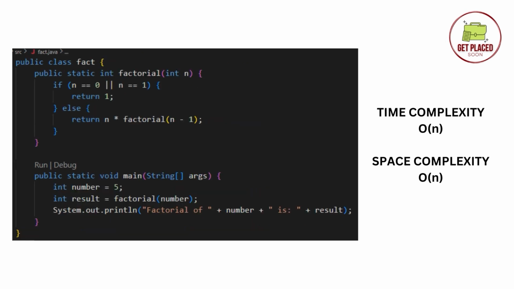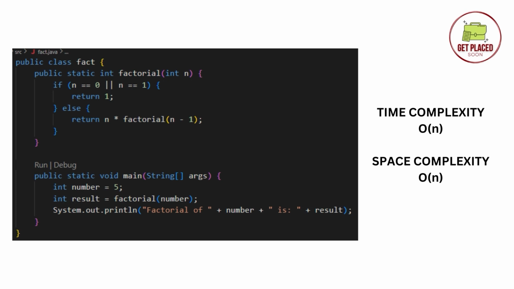The time complexity is expressed as O of n, where n is the input for which we are calculating factorial, because in the recursive function, the function is called n times, each time reducing the input by 1 until it reaches 0. So for example, if you are calculating for 5, you are running the factorial function 5 times. Therefore, time complexity is O of n.